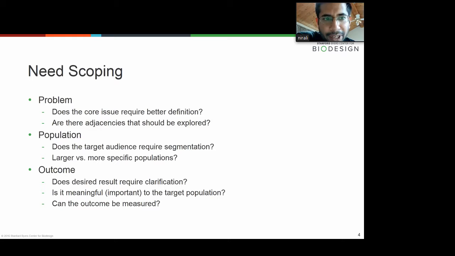So in terms of need scoping, what is the problem? Does the core issue require better definition? Are there adjacencies that should be explored? In terms of the population, does the target audience require segmentation? Does it require more focus? Are there larger and maybe less focused, and are there more specific, smaller populations? And in terms of the outcome, does the desired result require clarification? Is it meaningful to the target population, and can it be measured? So those are all three very important. I think this is a very good, very straightforward way to approach the need statement and the questions around scoping your need statement.